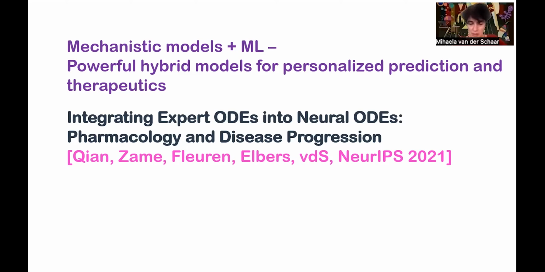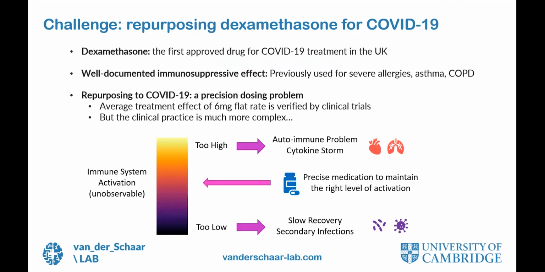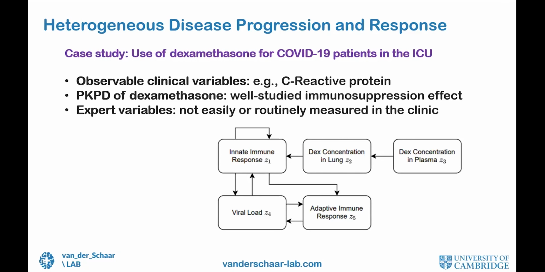This is especially important because in COVID, repurposing dexamethasone for COVID-19 seemed to be very appropriate, but very early on, people identified that precision dosage is key. And we have used this type of technology to identify when and how and to whom we should give dexamethasone and in what dose.